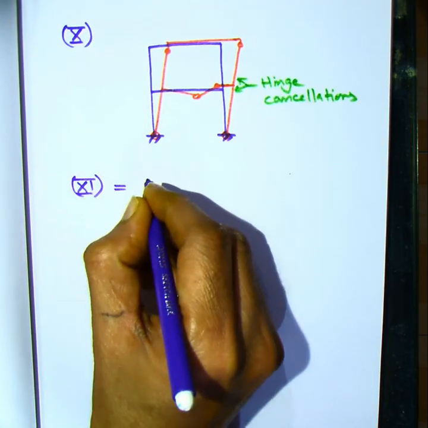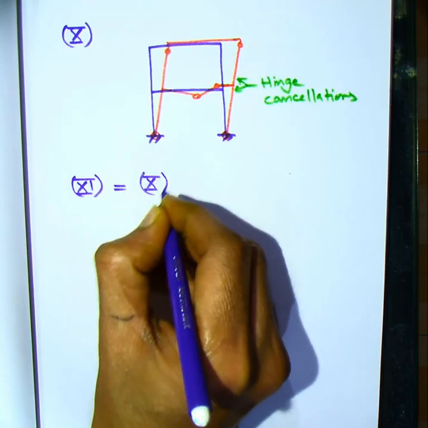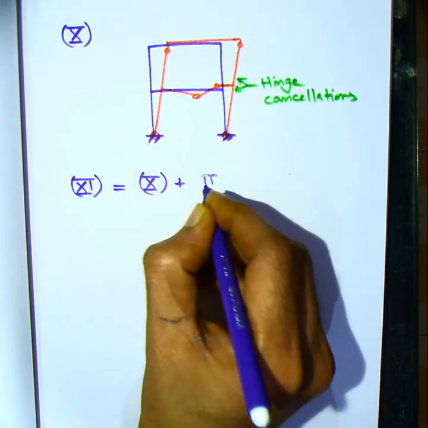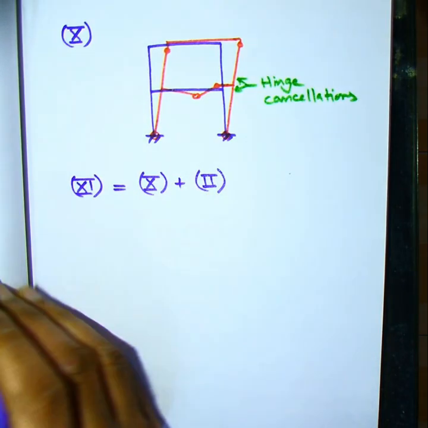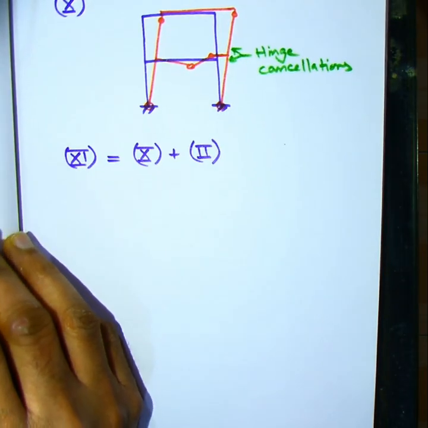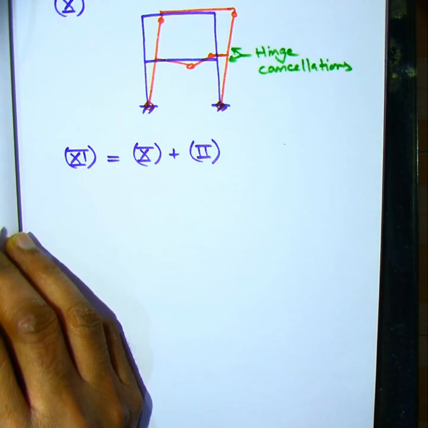Finally, we arrive at mechanism number 11 by superimposing the last combined mechanism number 10 with mechanism 2, which is basically the beam mechanism involving the second floor beam.